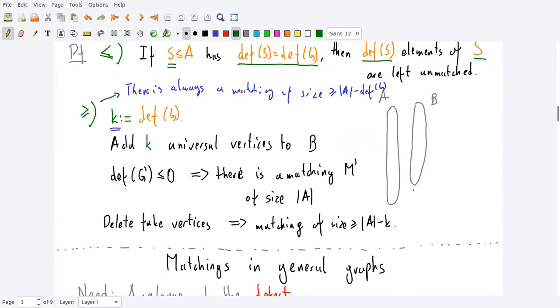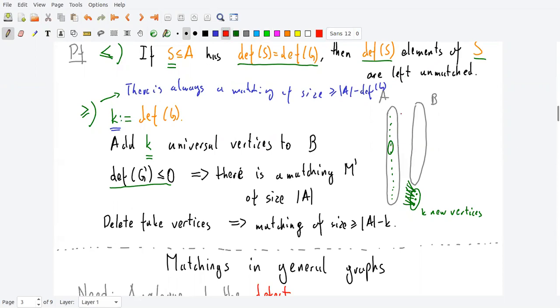So here is A, here is B. And what I do is simply add to B K new vertices. These are universal vertices in the sense that all of them see all of the vertices of A, so they are universal to A. This means that if the maximum defect was before equal to K, now every set of vertices actually sees K new vertices. The defect being the size of the set minus the number of neighbors, because the number of neighbors now grew by K, the defect drops by K. So by adding these K universal vertices, I achieve the situation where all the defects are non-positive. I drag them all down to a non-positive value.